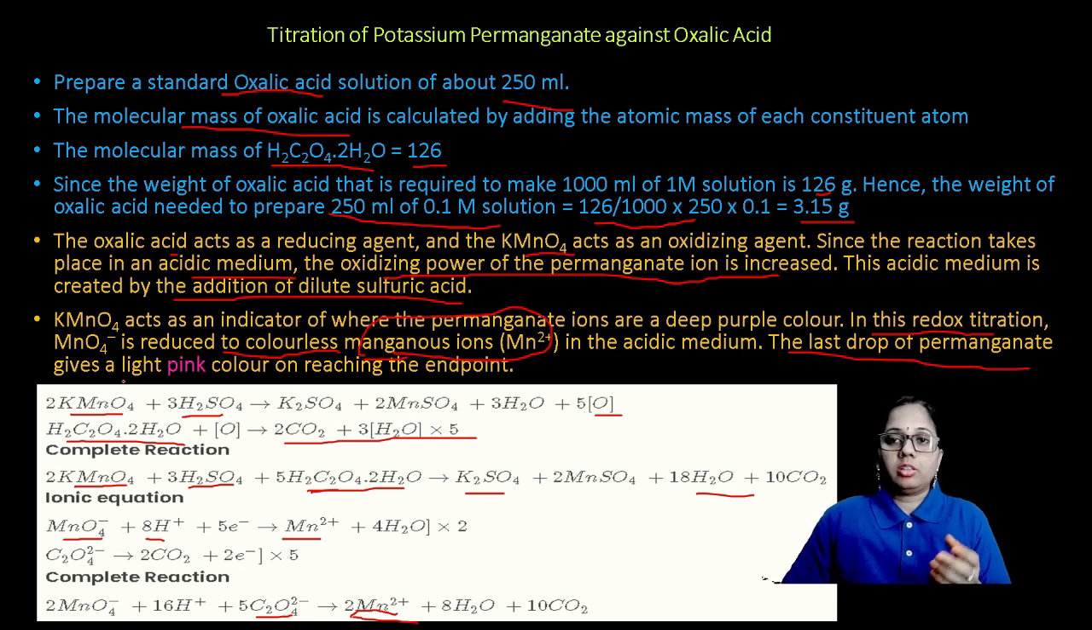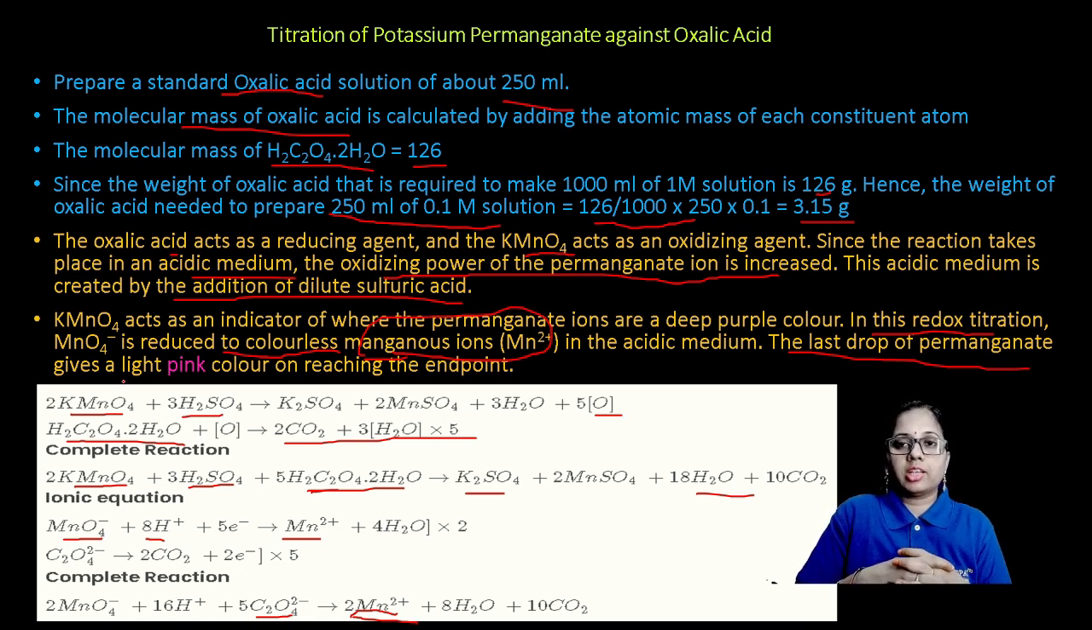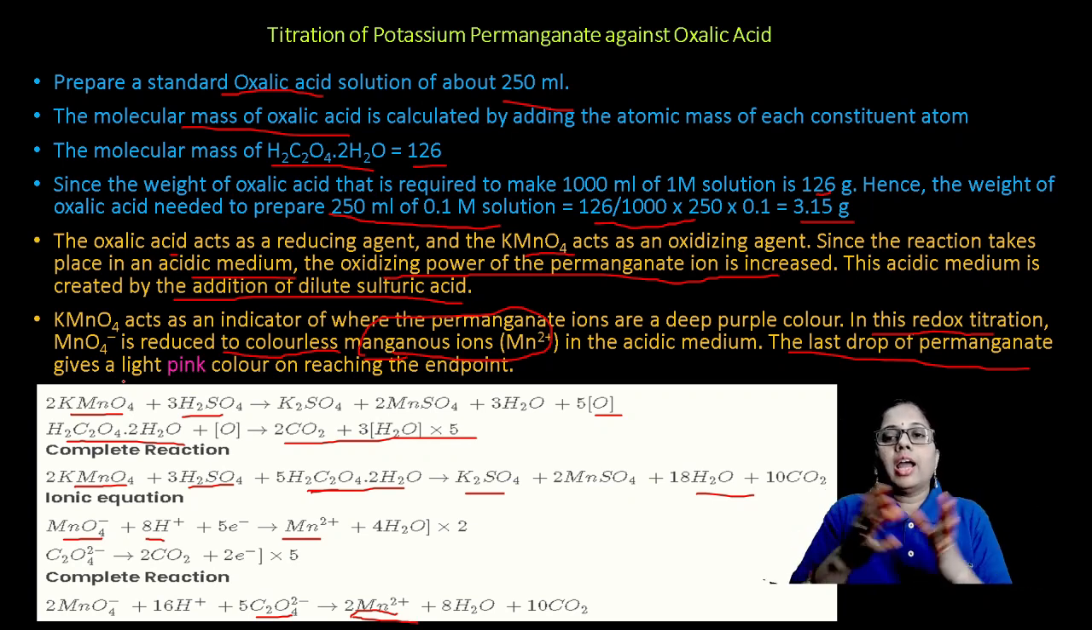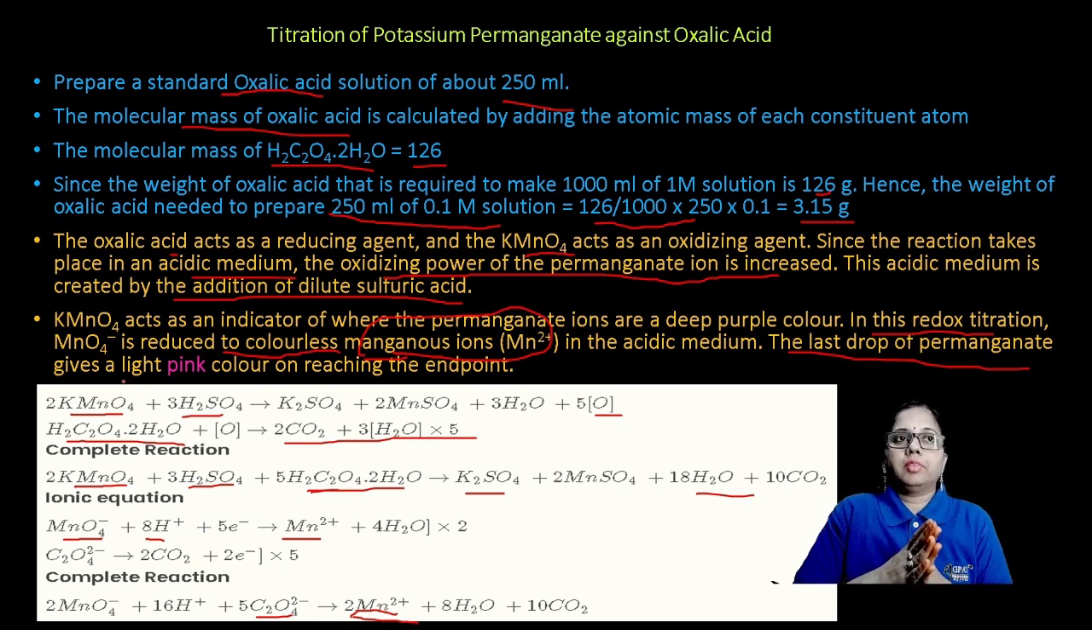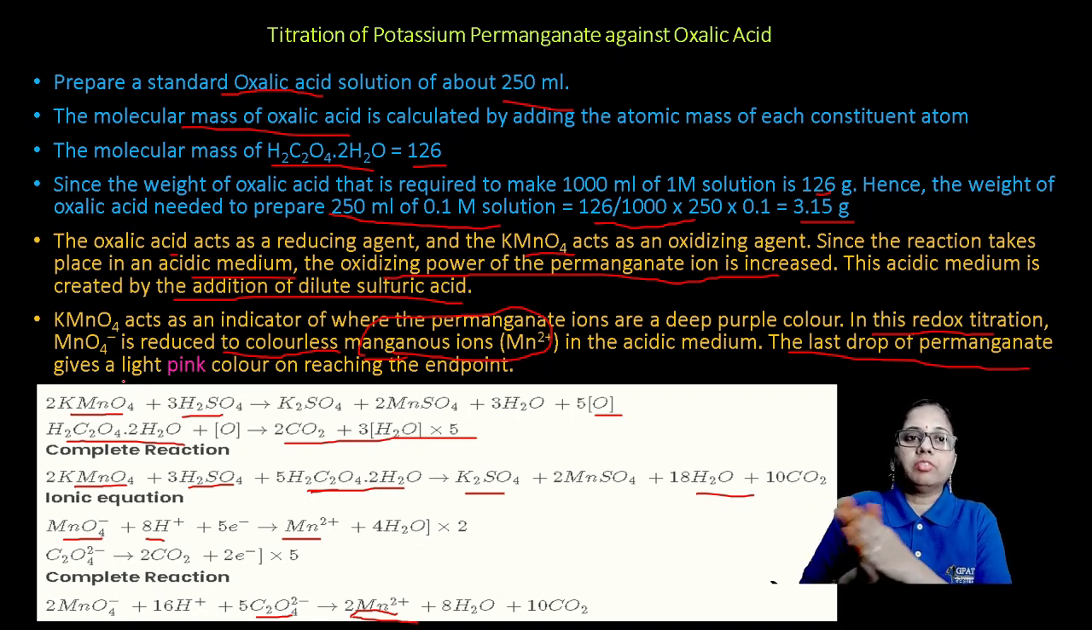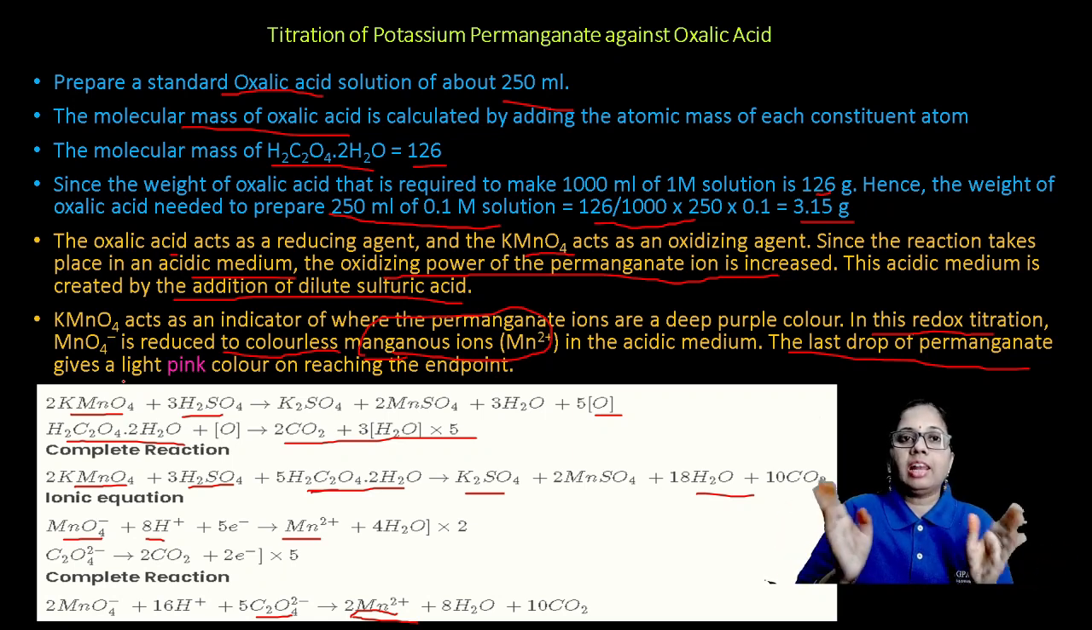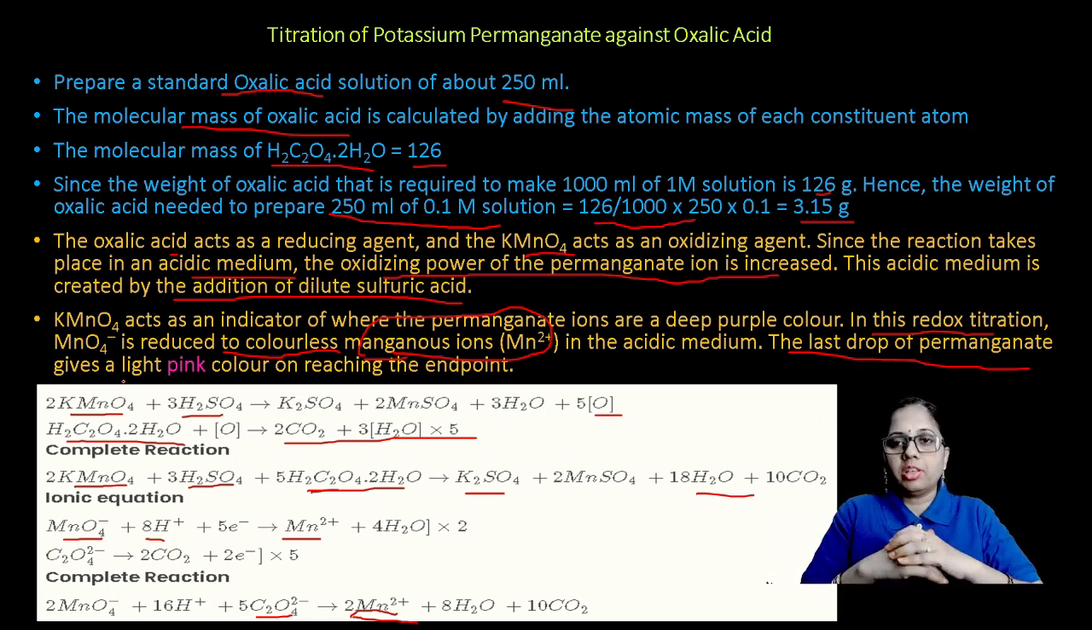Actually, the permanganate solution that we prepare and use as a titrant in this reaction is deep purple in color. But whenever we add that solution to the conical flask containing oxalic acid, the color disappears. At the end point, all the MnO4 permanganate ions are converted to manganese ions, which have the light pink color. So at the end point you are going to see a stable light pink color. Then you can say that the reaction has been completed.